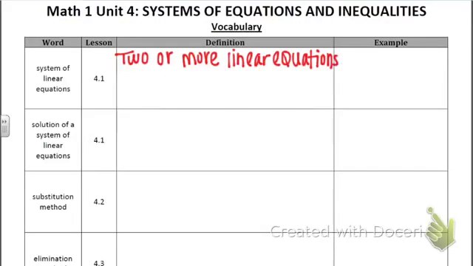So that means that they're on the same graph. That means that when we solve them, the solution has to satisfy both equations. An example of this would be y equals 2x plus 4 and y equals x plus 2. So it's two linear equations that are graphed together. And usually we recognize that it's a system because they'll have the one curly bracket connecting the two of them.